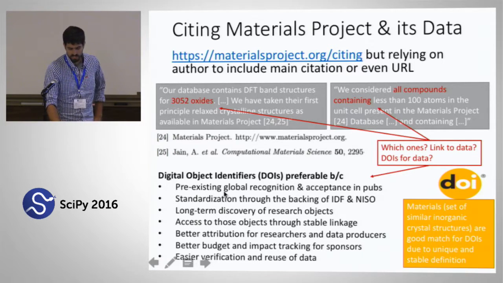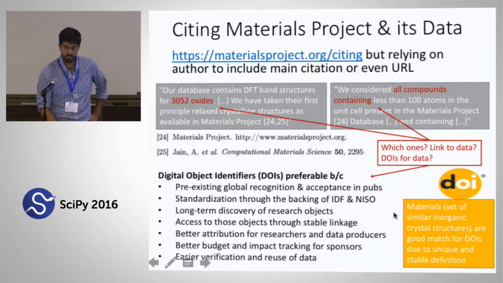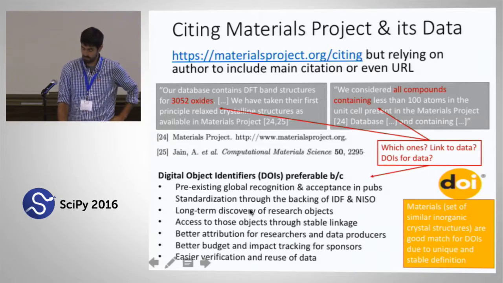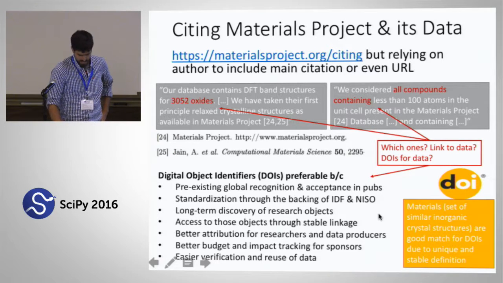First of all, they have pre-existing global recognition. Everyone knows DOIs, and they're accepting them in publications. There's standardization through organizations like IDF and ISO. IDF is International DOI Foundation. So there are real efforts behind in making DOIs persistent. It enables a long-term discovery of research objects. They never die. DOI links always are available. They're stable. There's better attribution for researchers and producers in giving that DOI around.